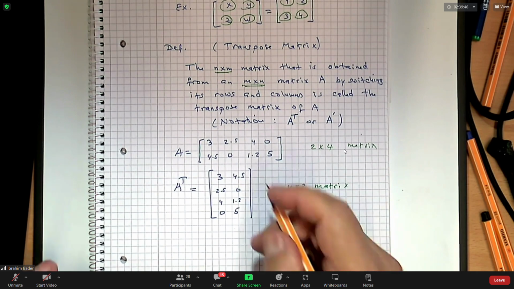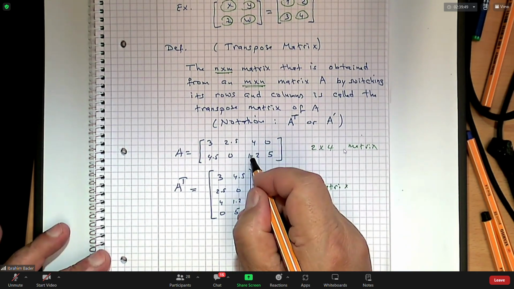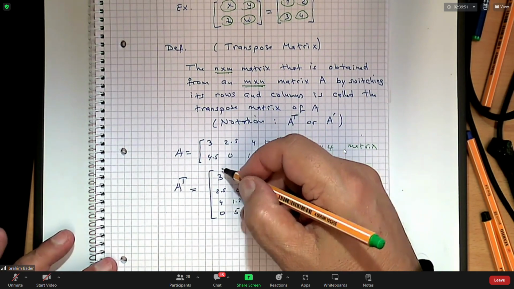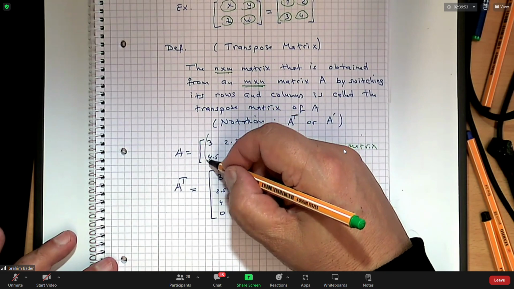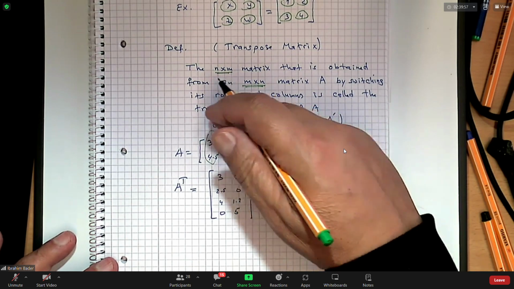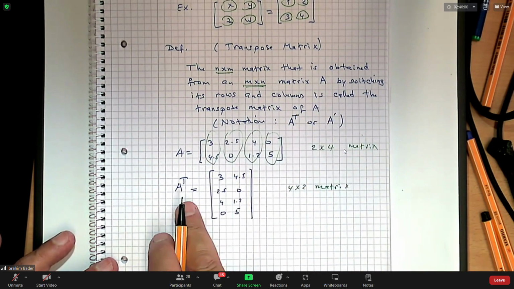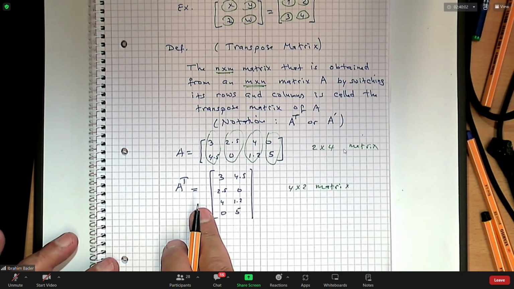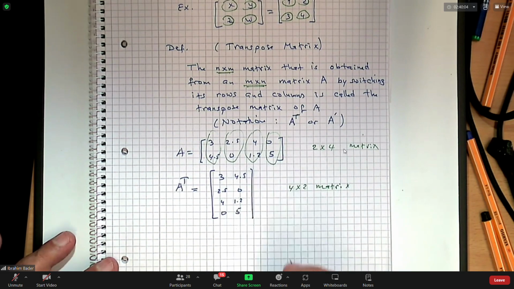This is 1.2, it's just an element. If you like, my rows here are the columns there. So I take it one by one. See, the first row 3, 4.5, second 2.5, 0, 4. So this is 1.2.